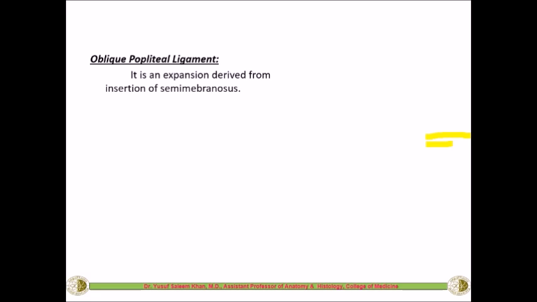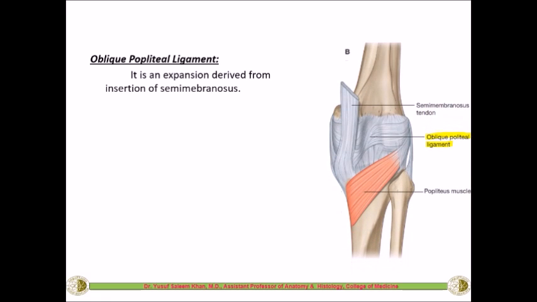Then we have one more ligament called the oblique popliteal ligament. If you remember, the semimembranosus will be getting inserted. Semimembranosus is a muscle of the posterior compartment of the thigh, also called the hamstring compartment of the thigh. This muscle will be getting inserted to a groove on the posterior surface of the medial condyle of the tibia. There is a small groove here. This is called the groove for the semimembranosus. So this muscle semimembranosus will be getting inserted to this groove.